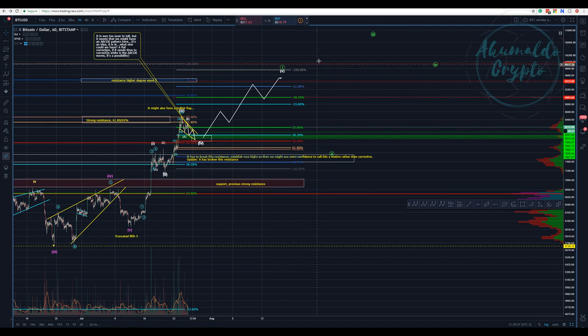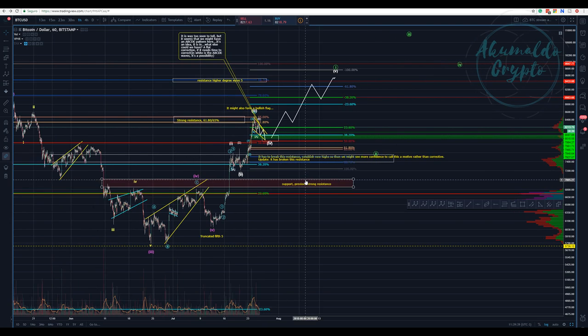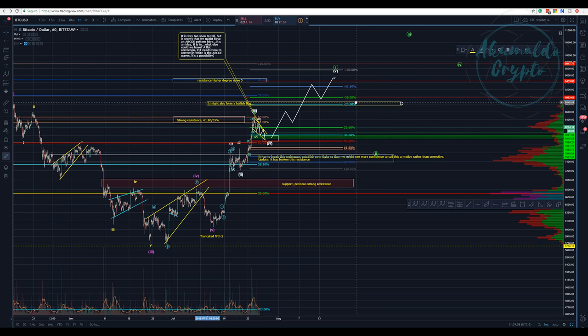We have yet to put a wave one. The way I see it, we don't have a wave two yet. This is not a wave two, in my opinion. This is a fifth wave. We have yet to finish the first wave. This is the motive impulse wave, and then we have a wave two. Why? Again, the psychology of Elliott Wave. Okay, the psychology of Elliott Wave.